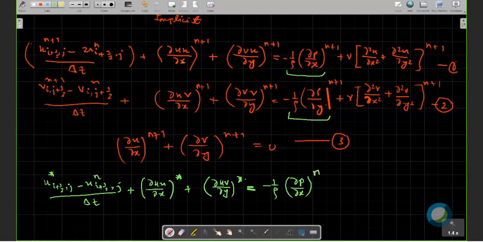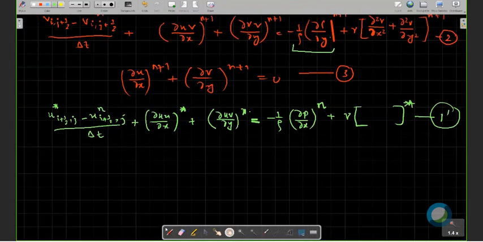This is the nth level plus nu and this term again, star level star values, and I say that this is 1 prime. Okay. Now this equation is 1 prime. Similarly, you can write the equation for v at i, j plus half minus v at i, j plus half, and star, and this nth level delta t.